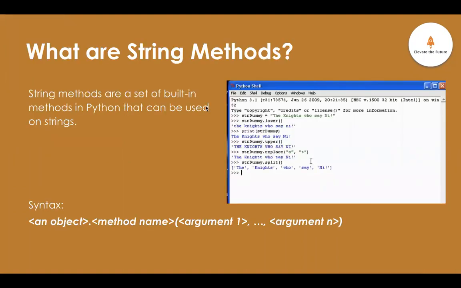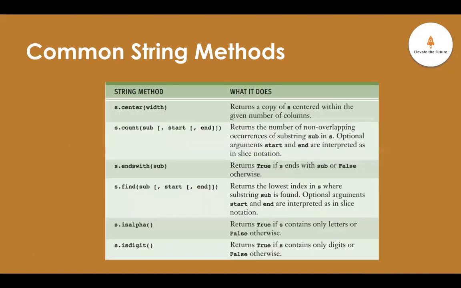Okay, so the next is string methods. What are string methods? String methods are a set of built-in methods in Python that can be used on strings. The syntax is an object, the method name, and then the argument and any other arguments.